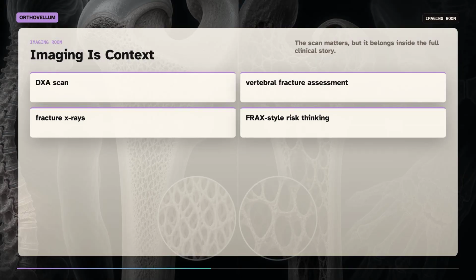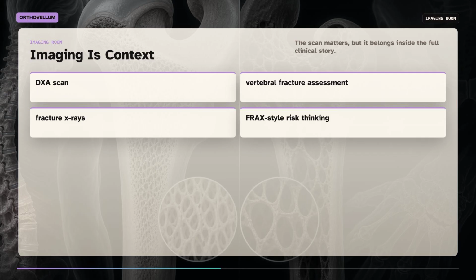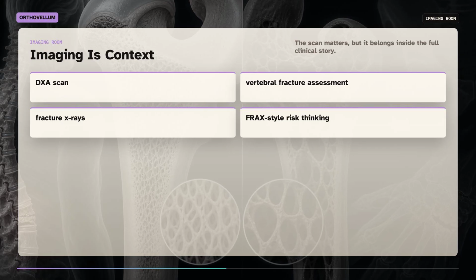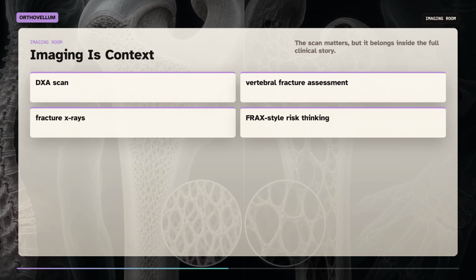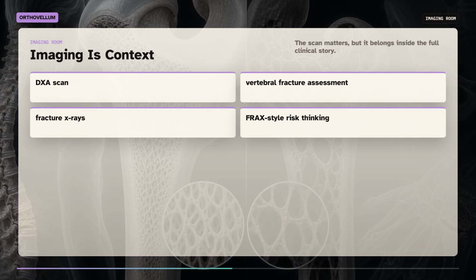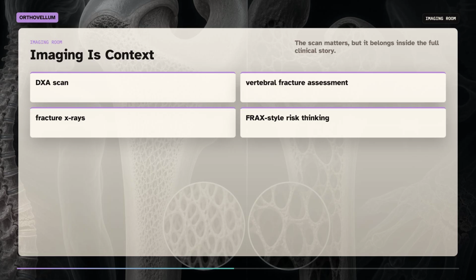Imaging helps when it is matched to the story. The useful imaging logic here is DXA scan, vertebral fracture assessment, fracture X-rays, and FRAX-style risk thinking. An image is evidence, not a verdict. The same report can mean different things in different people. The skill is to connect the image, the symptoms, the exam, and the person's goals. That is the difference between treating a scan and treating a patient.